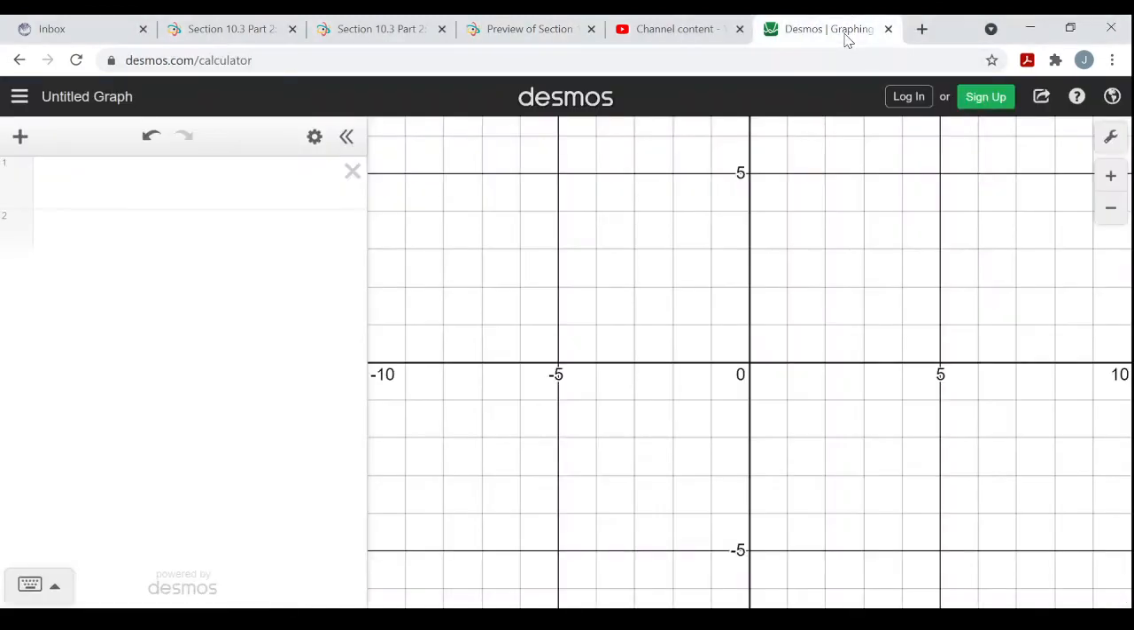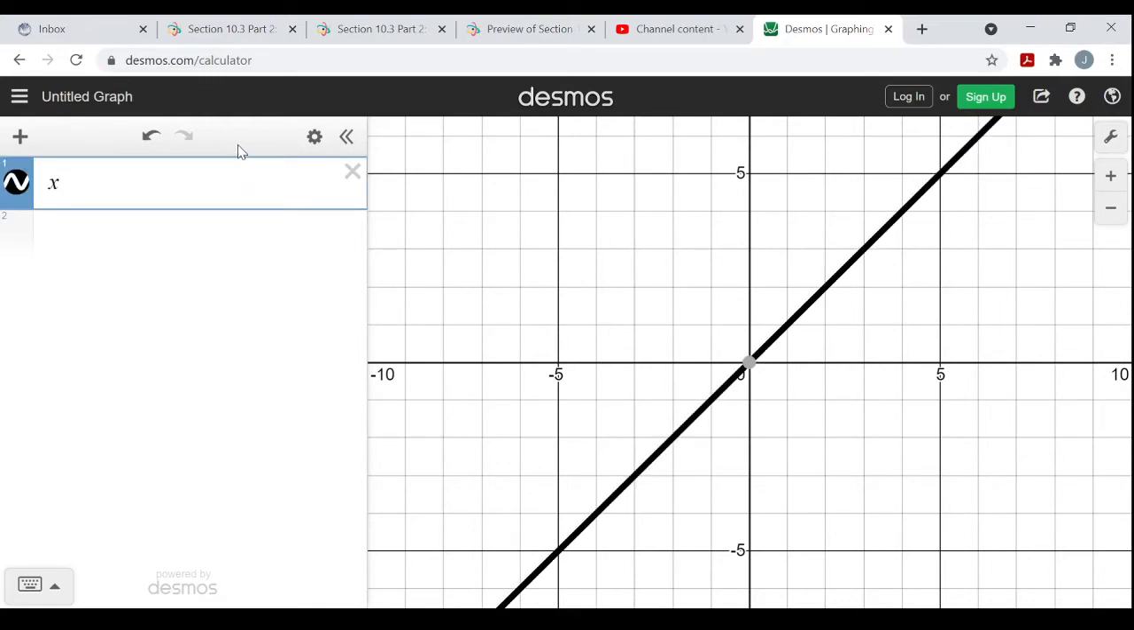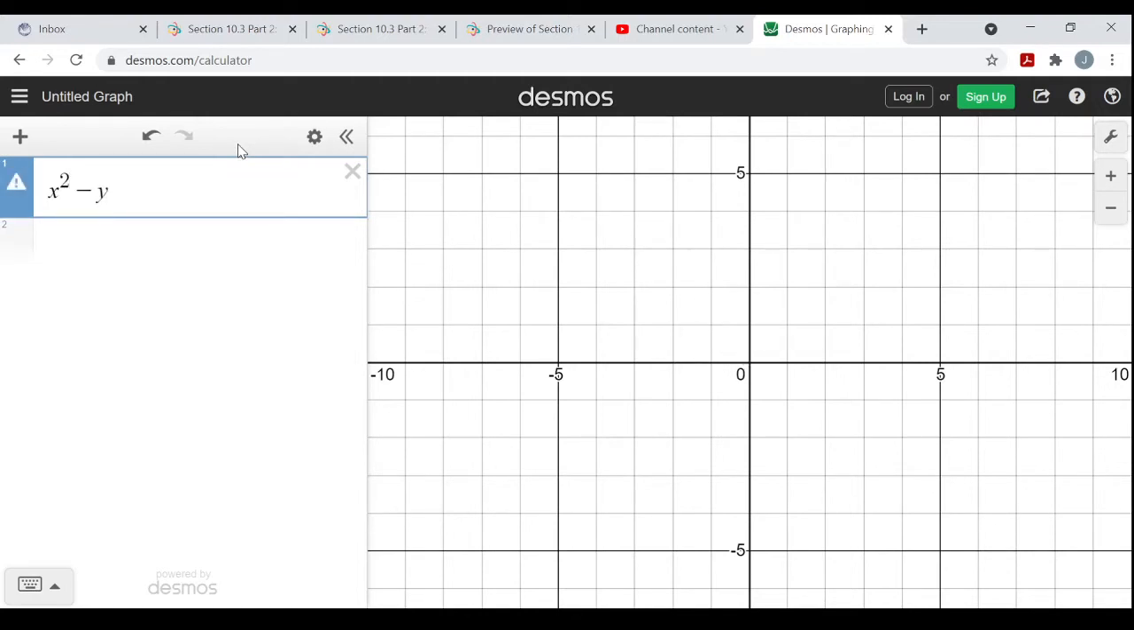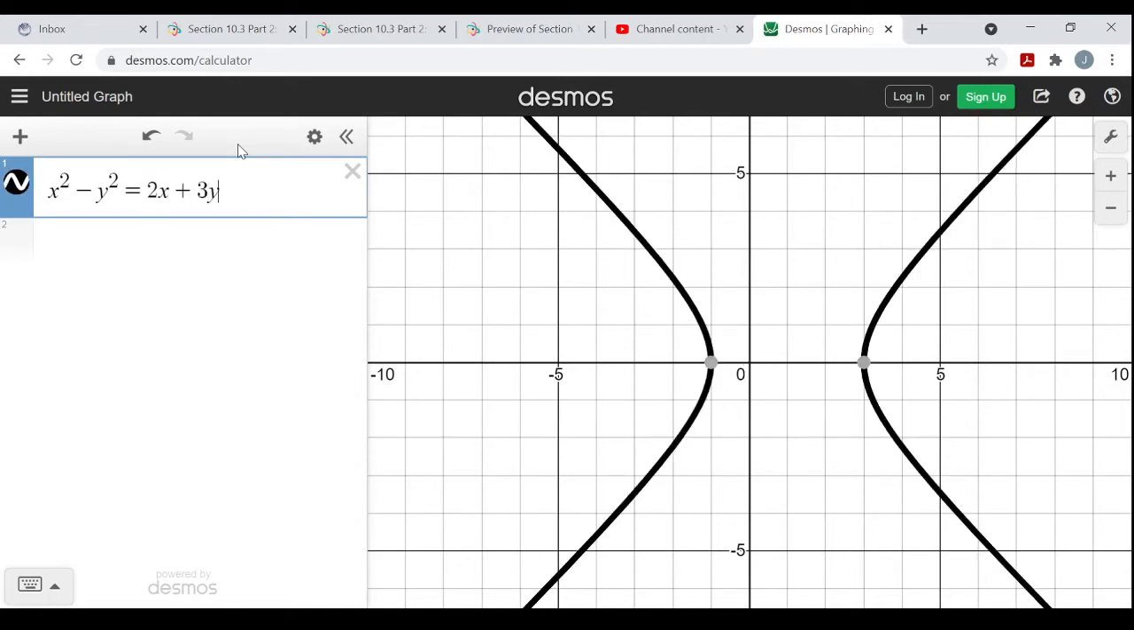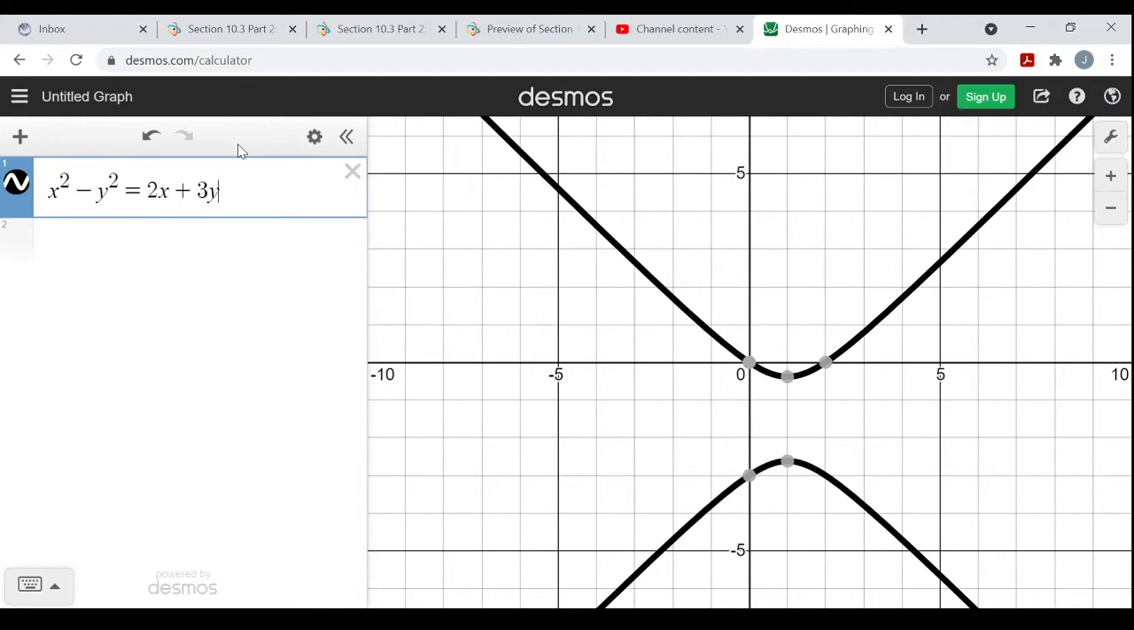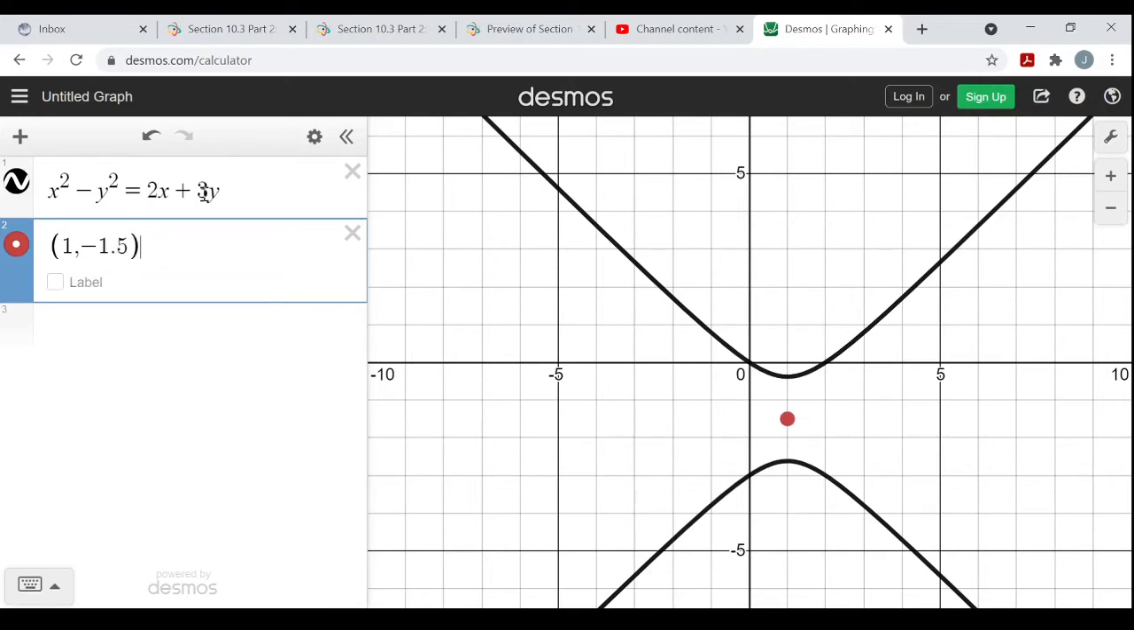I'm going to desmos.com. It's a free online graphing calculator. I'm just going to type in the equation the way it started: x squared minus y squared equals 2x plus 3y. You see the hyperbola? And the center, the point halfway between them, is at 1 comma negative 1.5. You can see that red point that just came up is exactly halfway between these two branches of the hyperbola.